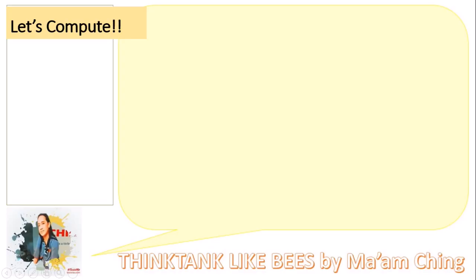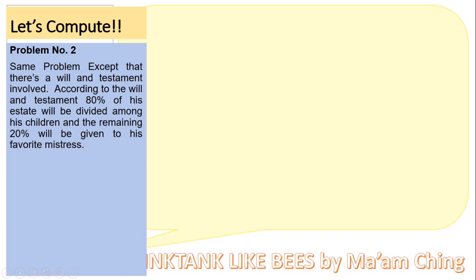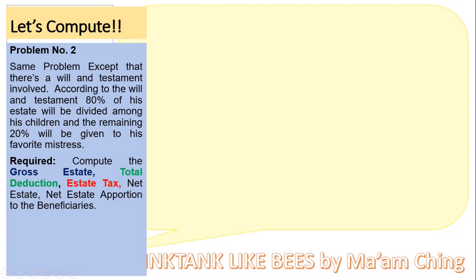So here's another example. Problem 2 is the same problem, except that there's a will and testament involved. According to the will and testament, 80% of his estate will be divided among his children, and the remaining 20% will be given to his favorite mistress. So that's the will and testament. The requirements now are to compute the gross estate, the total deduction, estate tax, net estate, and the net estate apportioned to the beneficiaries.